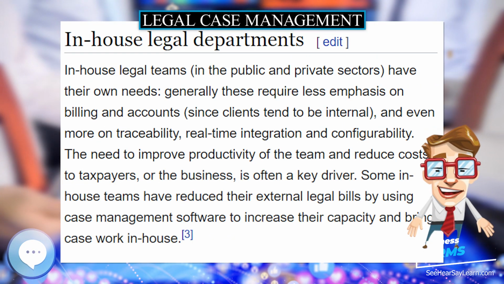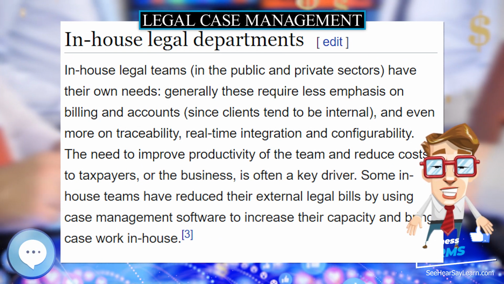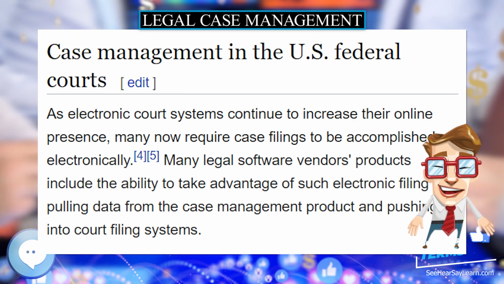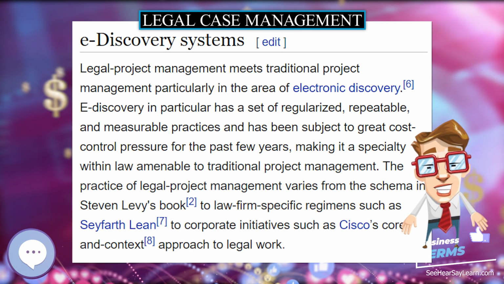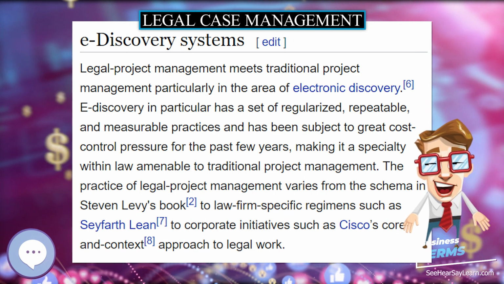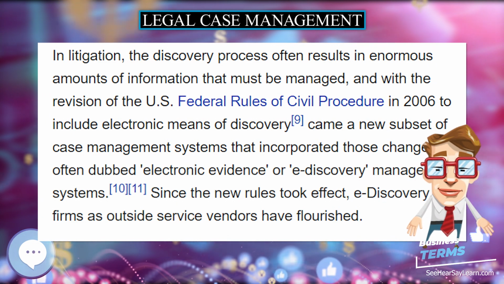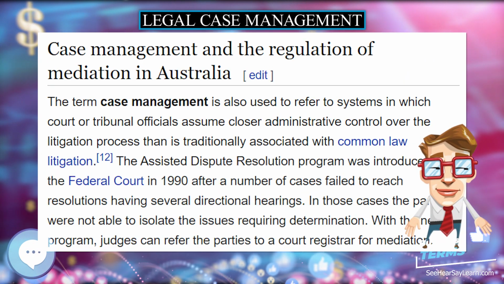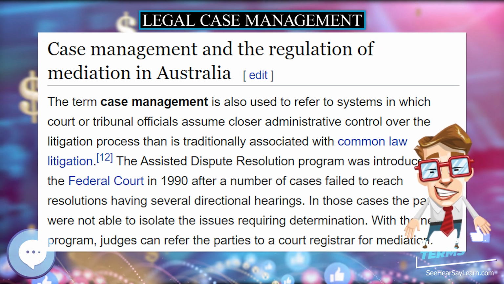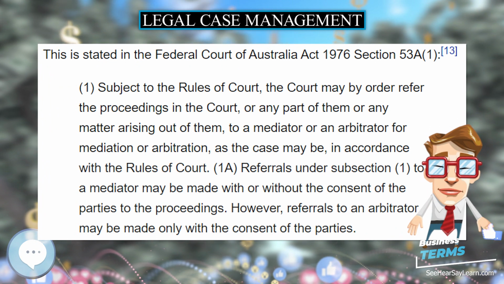The Assisted Dispute Resolution Program was introduced into the federal court in 1990 after a number of cases failed to reach resolutions, having several directional hearings. In those cases the parties were not able to isolate the issues requiring determination. With the new program, judges can refer the parties to a court registrar for mediation. This is stated in the Federal Court of Australia Act 1976 Section 53A(1).